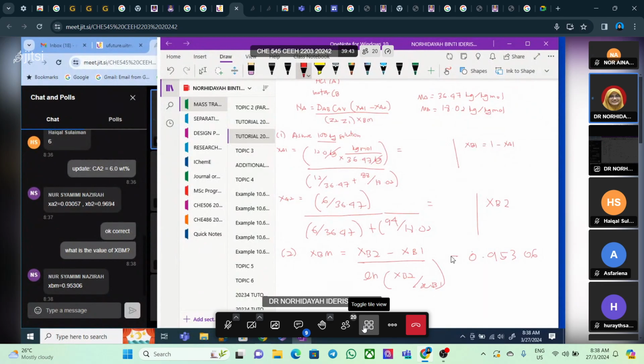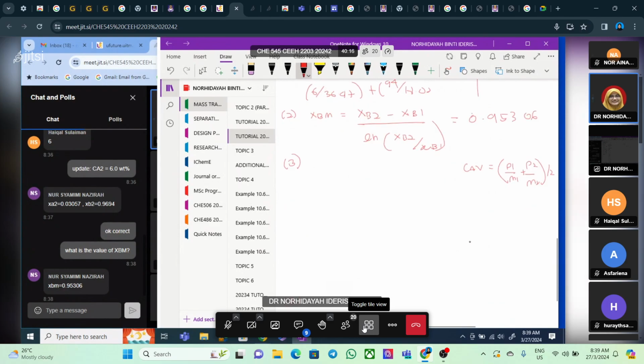Okay, so we already done with the two step here. Okay, step 1 and step number 2. Dan we go to, so tengok dekat sini kita kiranya kita dah ada nilai apa? SA1, SA2, SBM, delta Z and the DAB. So sekarang ni of course kita nak kira nilai CAV. So CAV, kalau tengok rumus CAV dia ada apa? CAV is equal to rho 1 over M1 plus rho 2 over M2 bahagi 2. So M1 here is a molecular weight at point 1.